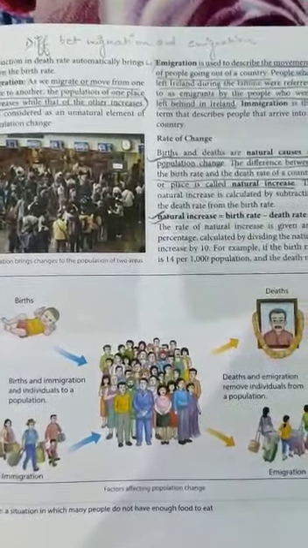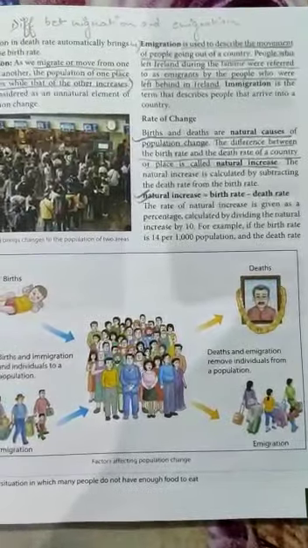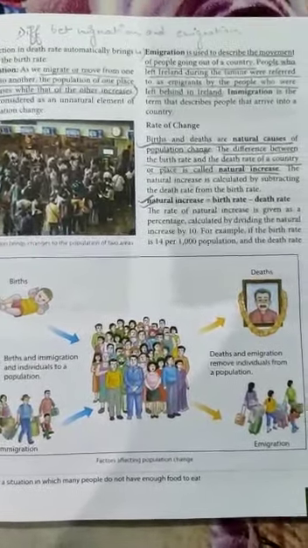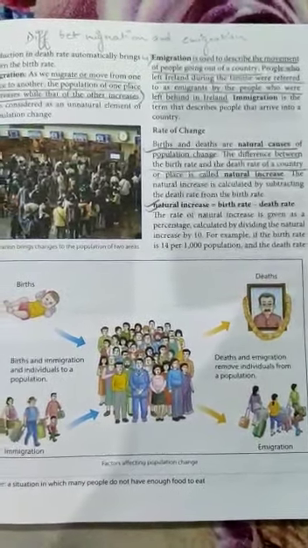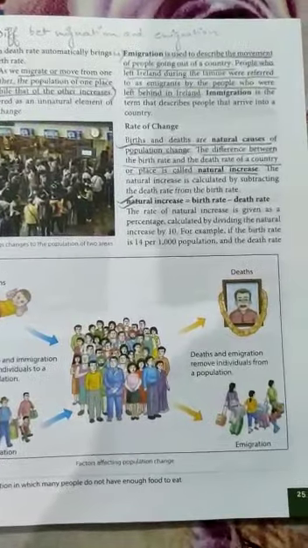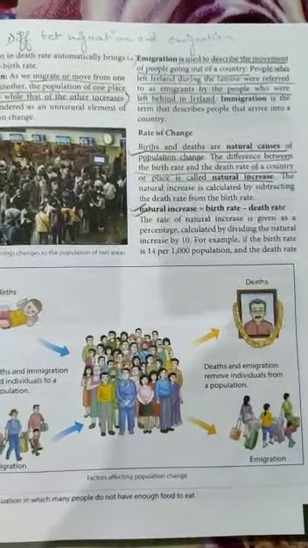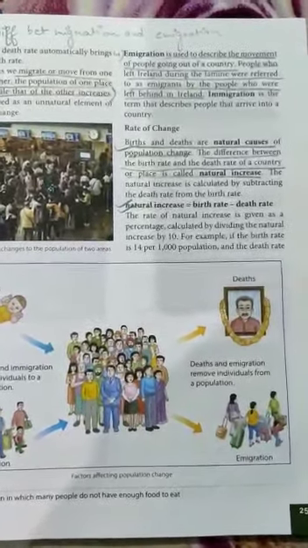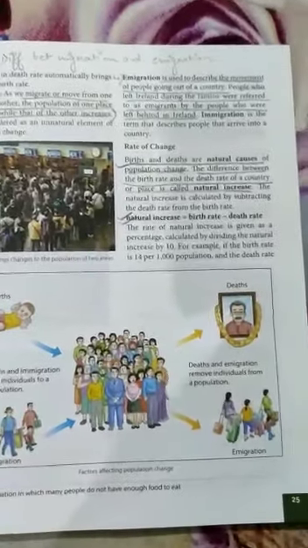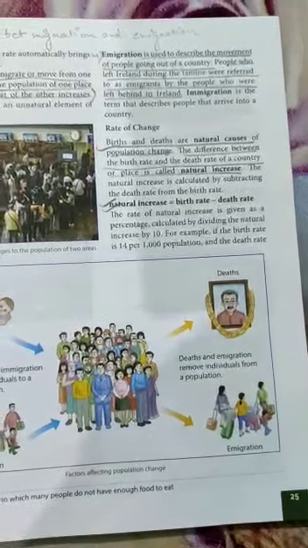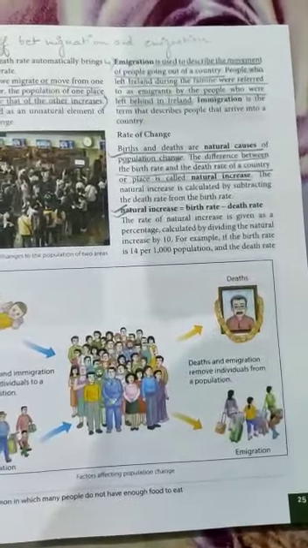Now, next is rate of change. Births and deaths are natural causes of population change, as we have studied, and migration is the unnatural element. Now, the difference between the birth rate and the death rate of a country or place is called natural increase. So natural increase equals birth rate minus death rate. The rate of natural increase is given as a percentage, calculated by dividing the natural increase by 10.